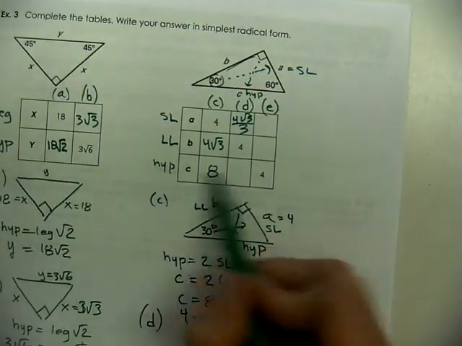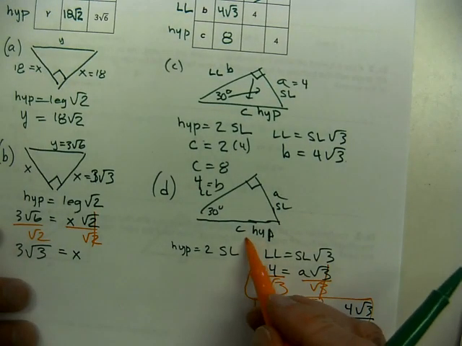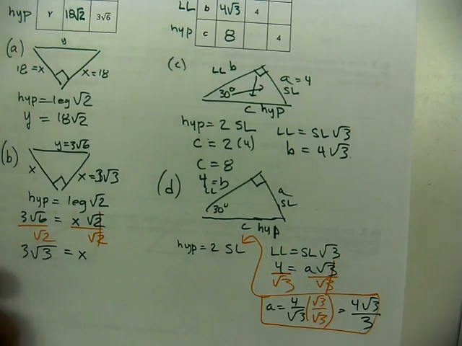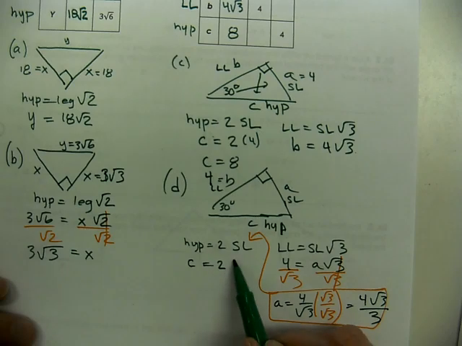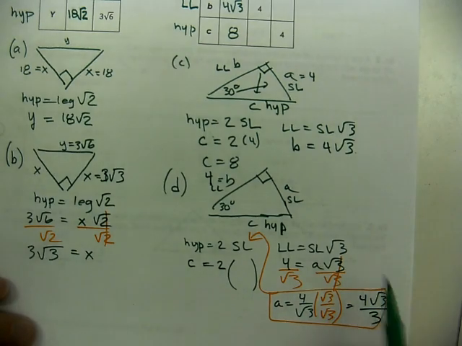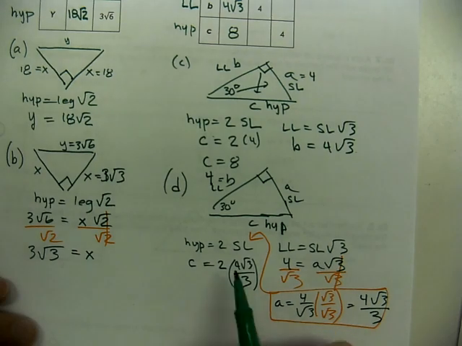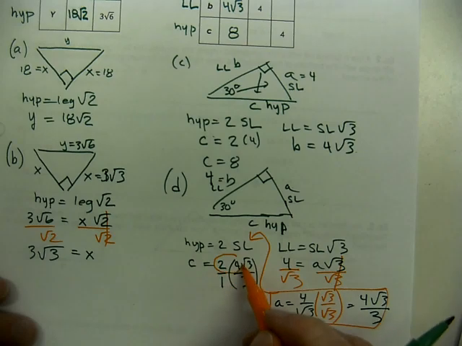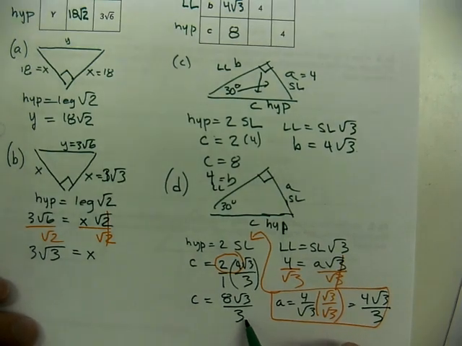We still have to find the hypotenuse. So we take that information that we just found. We can go back here to the previous equation. And so we have the hypotenuse, which is letter C, equals 2 times the short leg. And that short leg is 4 root 3 over 3. Again, we're only doubling that 4. So the length of the hypotenuse is 8 root 3 over 3.